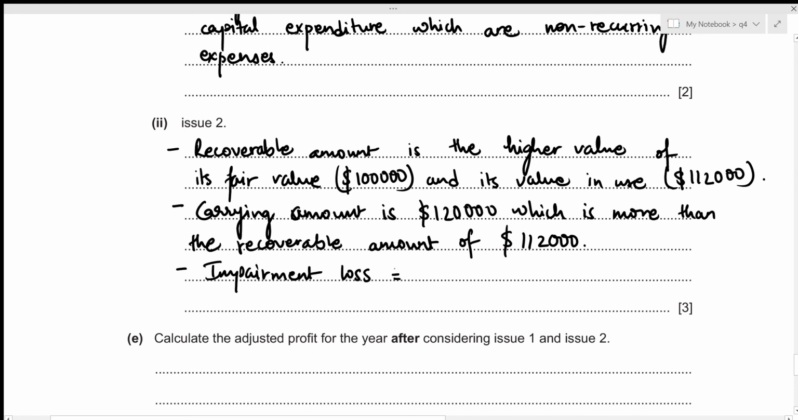So impairment loss is just the difference between carrying amount and recoverable amount. So that's 120,000 minus 112,000, which results in the value of 8,000. Okay, this concludes the fourth part of this question. Now we can move towards the fifth one.